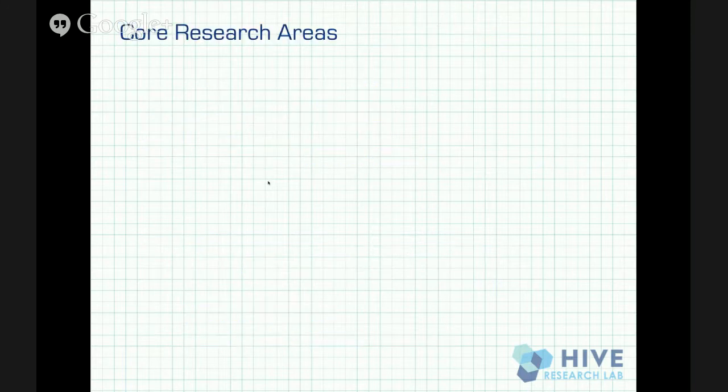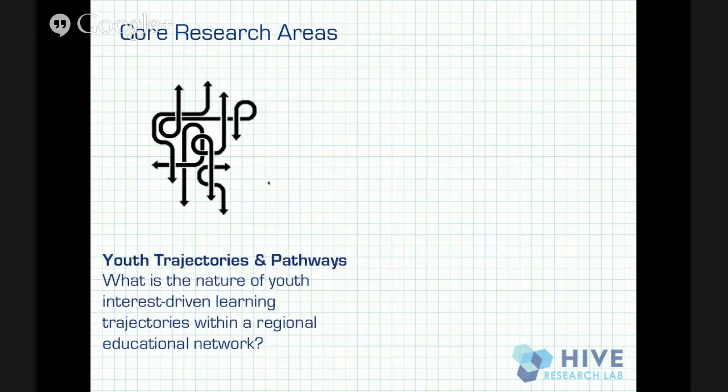And the results of that report led to the 2 core research areas of our formal research project, the Hive Research Lab. The first area is called Youth Trajectories and Pathways. The guiding question is, what is the nature of youth interest-driven learning trajectories within a regional educational network? So this was derived from questions members had around when a young person leaves my organization, where does she go? Where was she before she came to my program? What kind of information can we glean from that that would help me support her better in my programming?